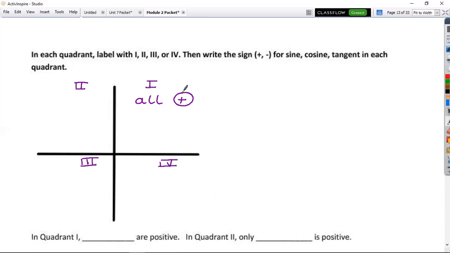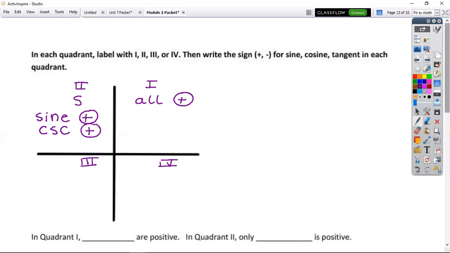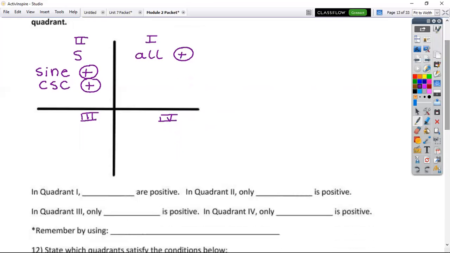In quadrant 2, which one's positive? Sine. And what's the reciprocal that goes with sine? Does anyone remember? Good. And cosecant. Excellent. Because those go together. So just so you're aware, those will also be positive. So sine and its reciprocal function. You guys don't do a ton with reciprocal functions this year, but again, just to give you a basis for next year.